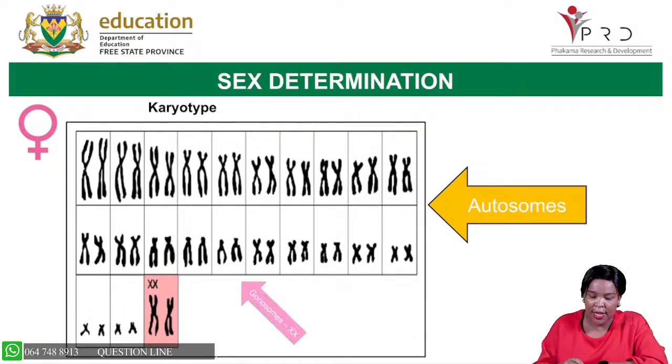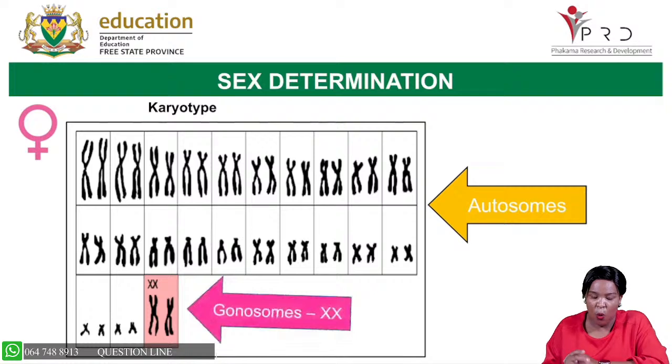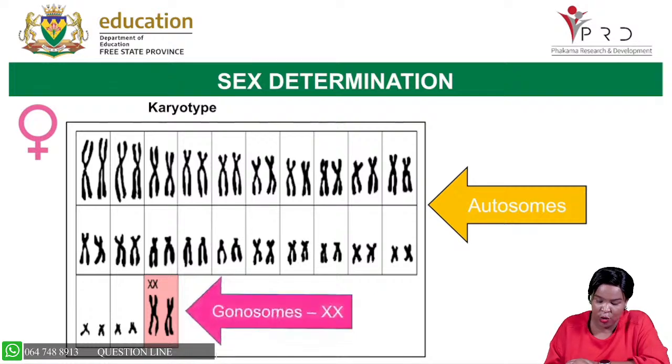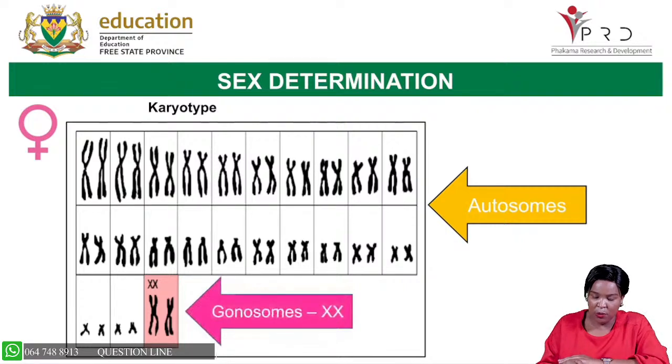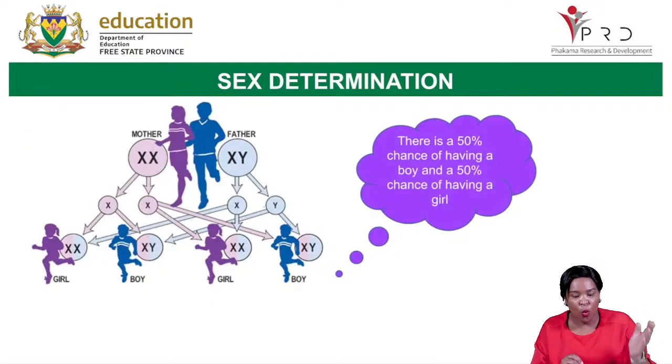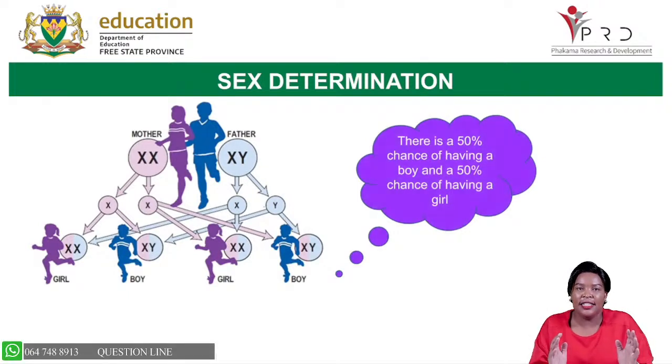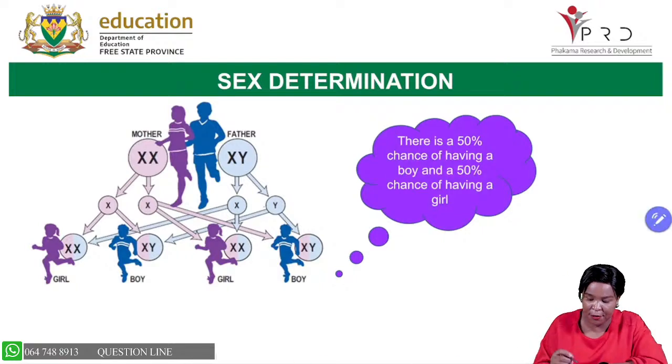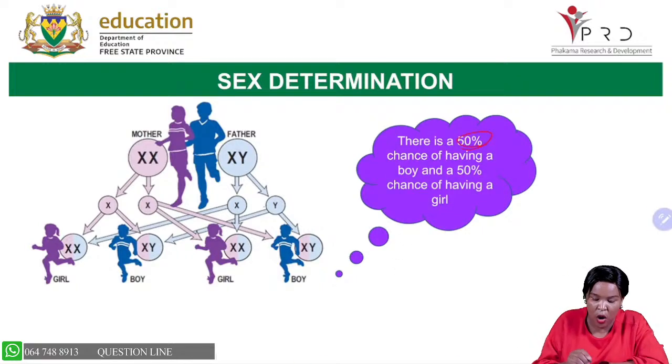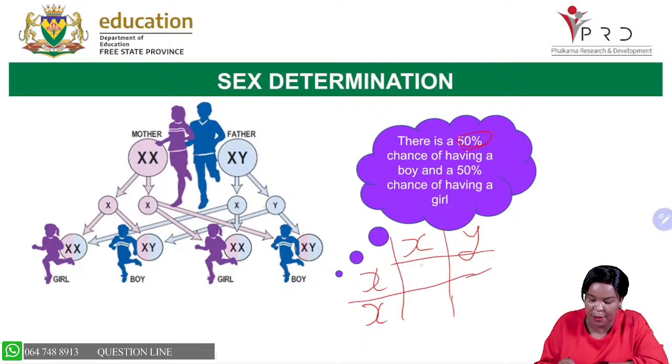Then this next one is a karyotype of a female. Why? Because at chromosome number 23, you see there are 2 X's, and all other chromosomes from 1 up to 22 are also still called what? The autosomes. Then how do you determine the sex? When you cross a male and a female, the chances are always 50-50, because you are going to cross your X and your Y. This is your male with the X of the female. Remember, the female's genotype is always XX.